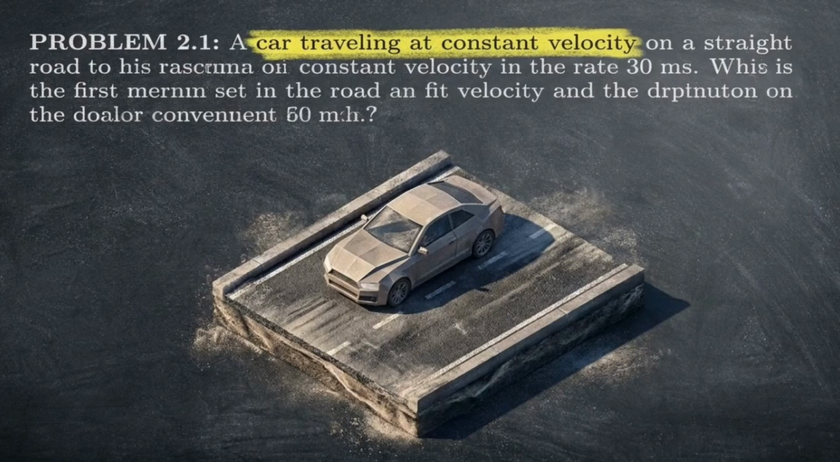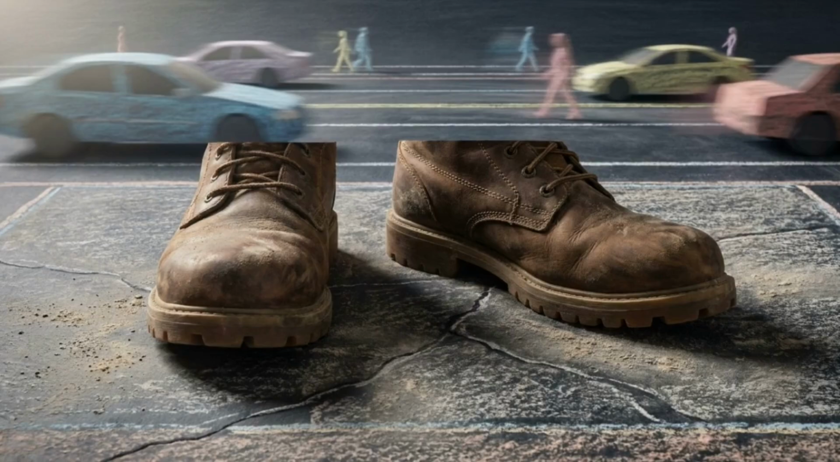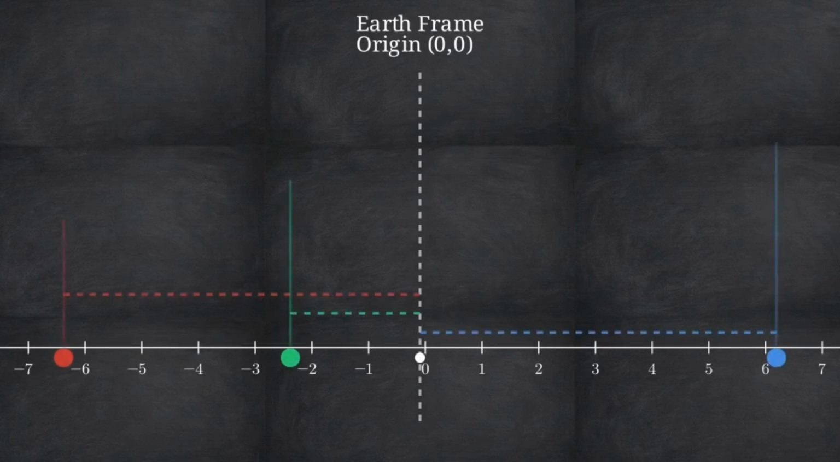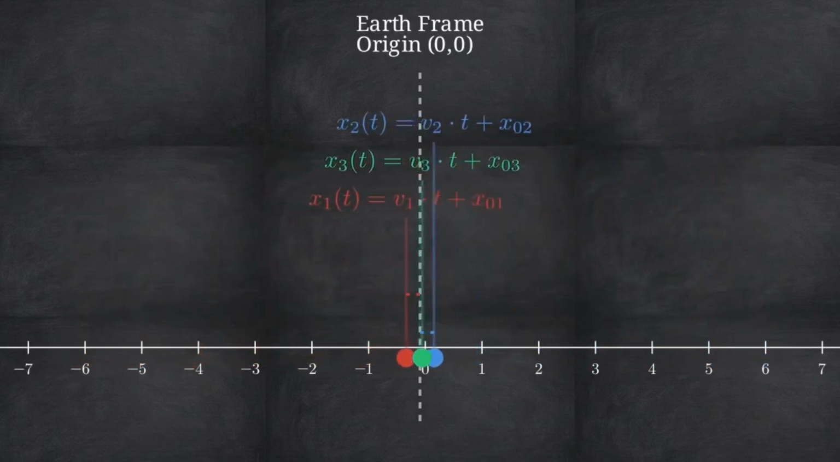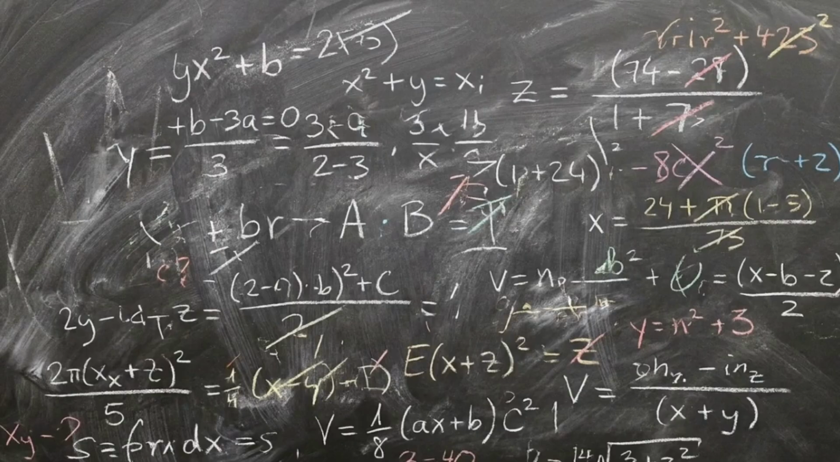Usually, when a physics problem gives you a generic velocity, it is defaulting to the Earth as an unstated, stationary reference frame. It assumes the observer is standing firmly on the ground. But tracking multiple moving objects from the Earth's frame requires setting up a separate position-time equation for every single object, and then solving those independent equations simultaneously. As you add more objects, the math scales into a tangled mess of variables.